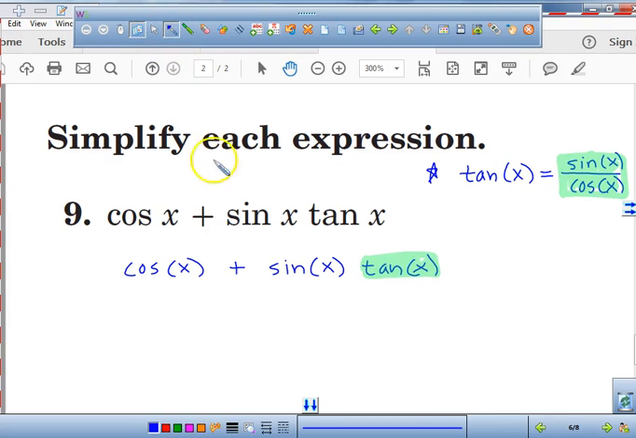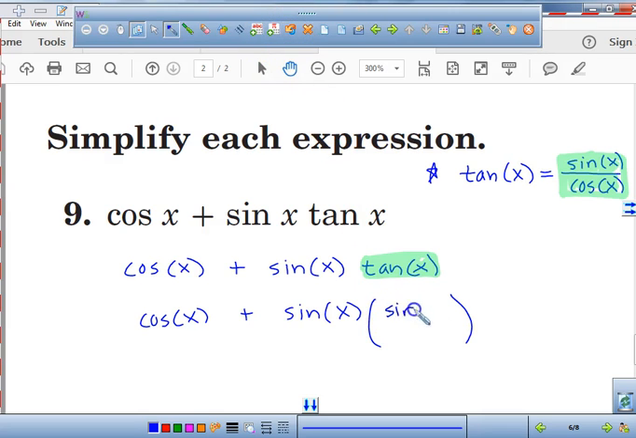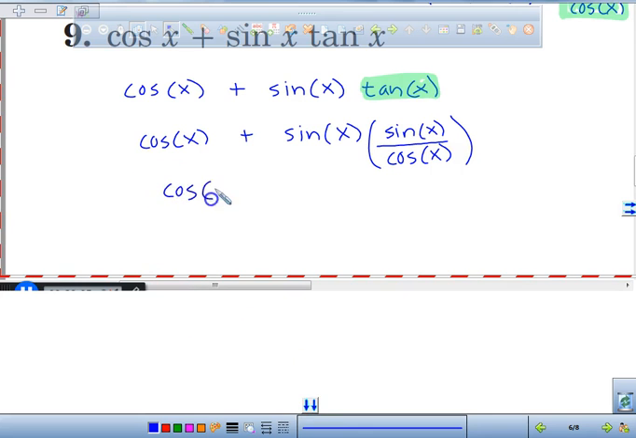Let's see what it looks like. We've got the cosine of x plus the sine of x times the sine of x over the cosine of x. By the way, what are we going to be multiplying? Can we multiply the sine of x times the sine of x? What does that become? Squared. Very good. So now we have the cosine of x, which I'm going to put over a 1, plus the sine squared of x over the cosine of x.